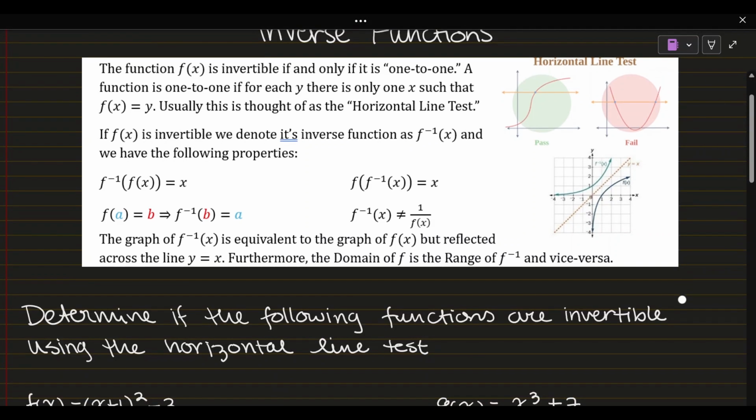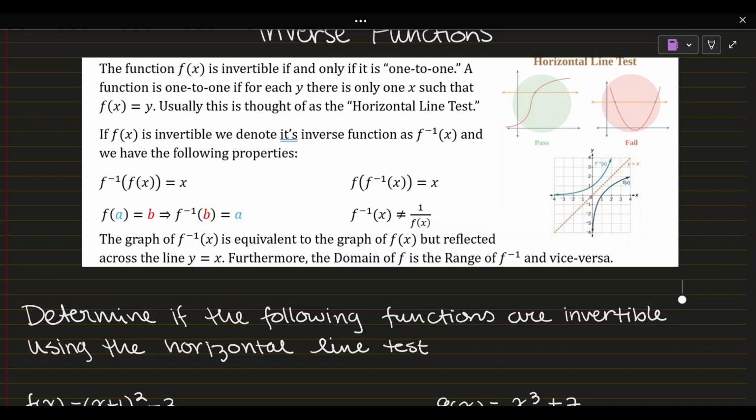If f of x is invertible, we denote its inverse as f inverse of x, so f to the minus 1 of x. And it has the following properties. f inverse of f of x is x. f of f inverse of x is x. So if I compose f with its inverse, it's always x. Further, if f of a equals b, then f inverse of b equals a.